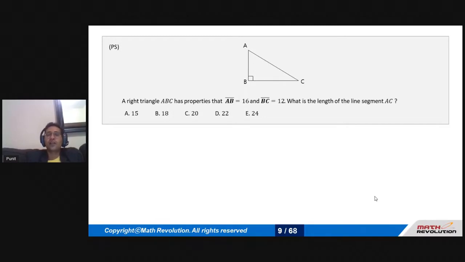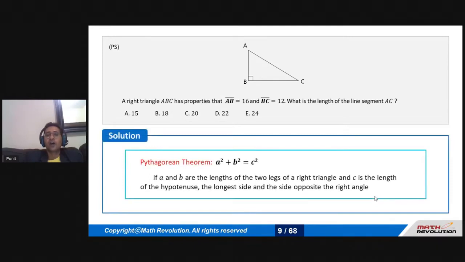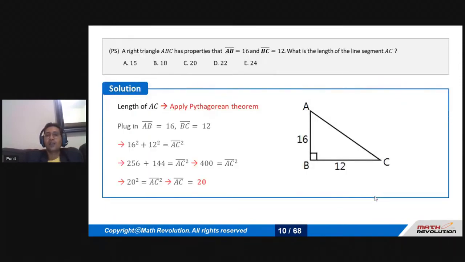Now, it's a pretty simple question: AB, BC, and AC. Pythagorean triplets that we talk about: 3, 4, 5; 5, 12, 13; 6, 8, 10. If someone remembers the 16, 12 Pythagorean triplet, then the question easily gets onto 20 and your question is solved. So it's a simple application of the Pythagorean theorem.